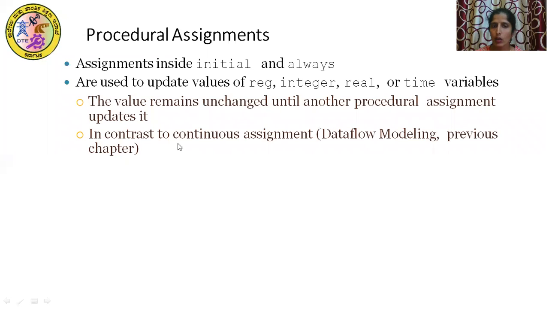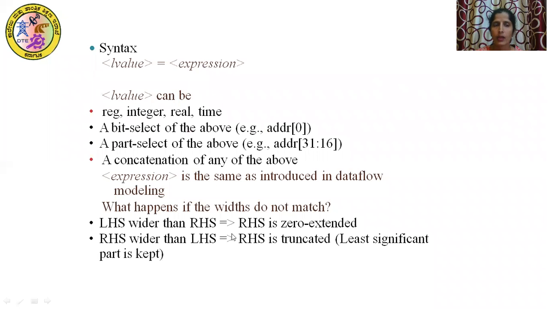Whereas the same will not happen in the case of data flow modeling, because it is a continuous assignment, very much different from procedural assignment, where the values will get updated immediately. Whereas here, the value remains unchanged until another procedural assignment updates it. So this is the syntax of the procedural assignment, where we have the variable to which something on the right hand side needs to be assigned.